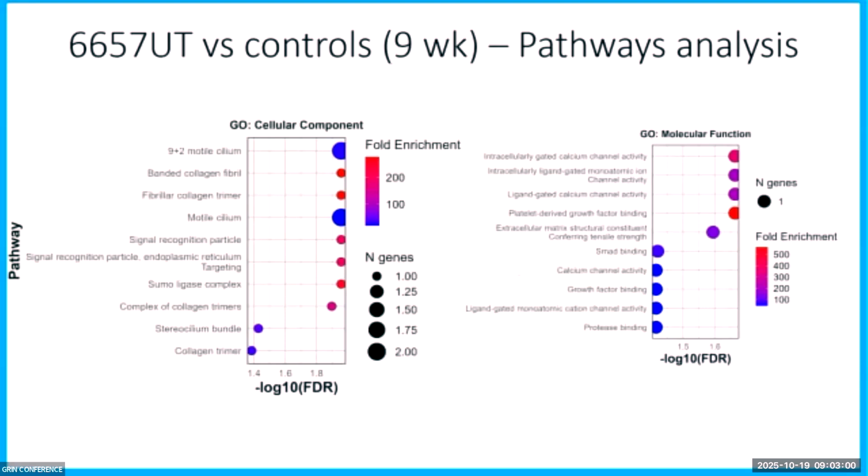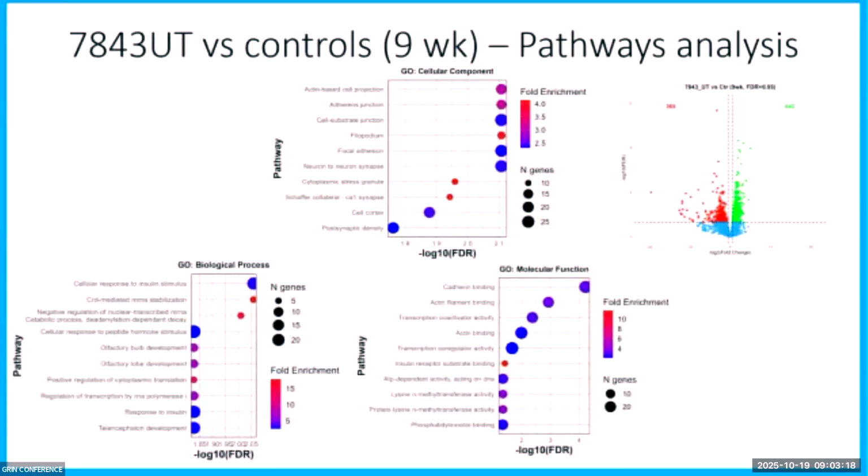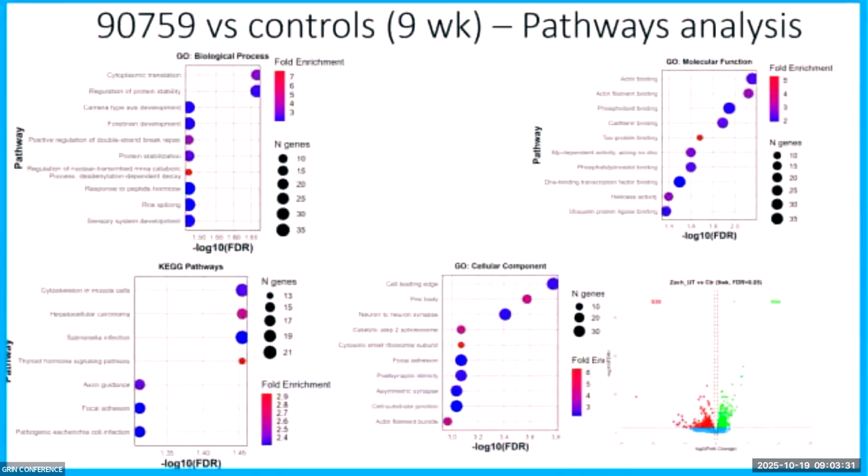And at 9 weeks, again, this is the same patients, but when the neurons are more mature. This is the 6657 nonsense mutation: growth factor binding, calcium channel activity, SMAD binding, things we're still working on to understand how they participate. This is the missense mutation: focal adhesion, which is related to how the neurons attach to the matrix, response to insulin stimulus, and more. And this is the inversion mutation: RNA splicing, response to peptide hormone.